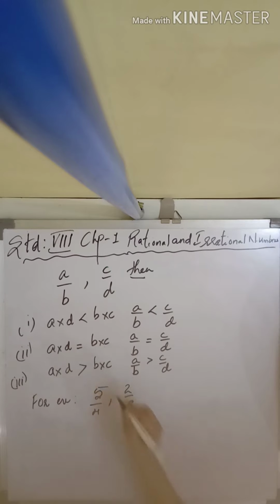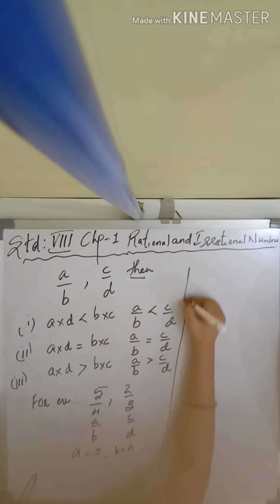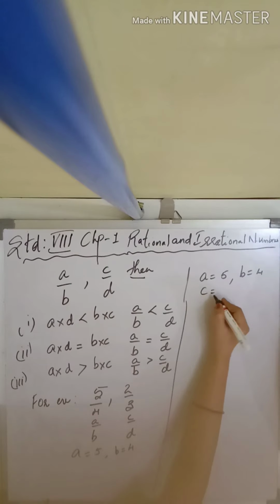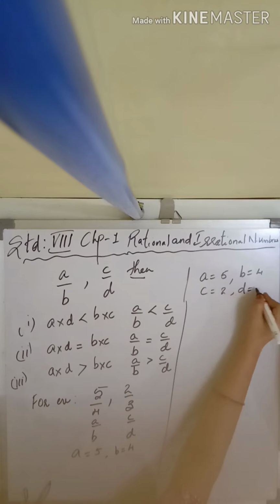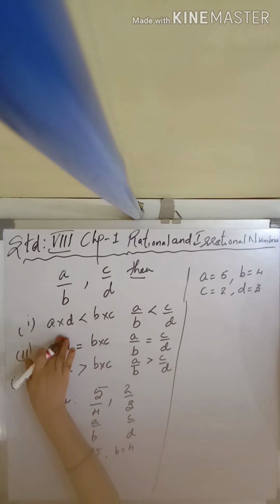But here, since it is the rule method, you can see 5 upon 4 will be your a upon b, and this is your c upon d. So a is equal to 5, b is equal to 4, c is equal to 2, and d is equal to 3. Yes or no, children?